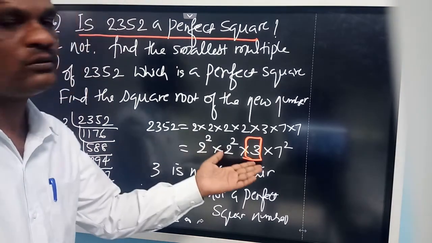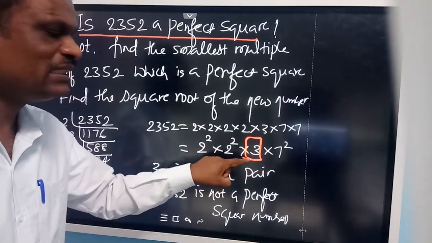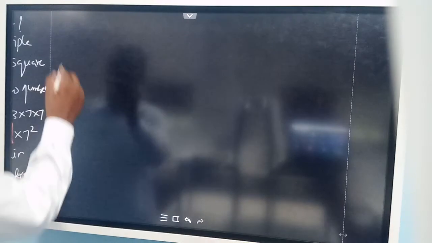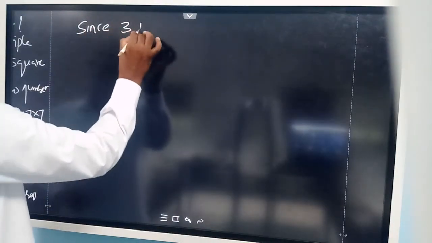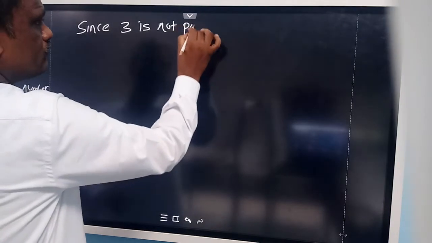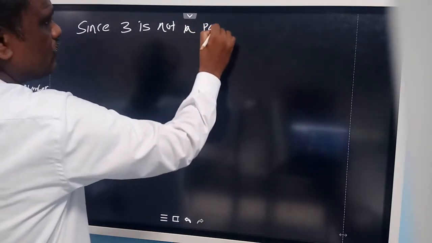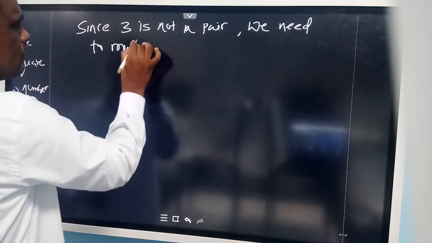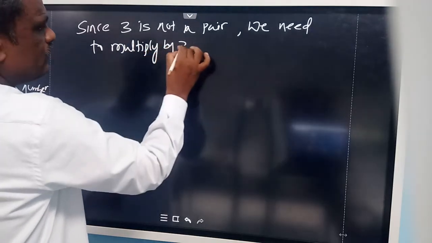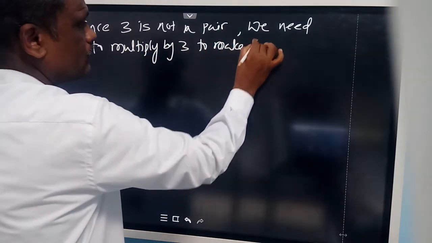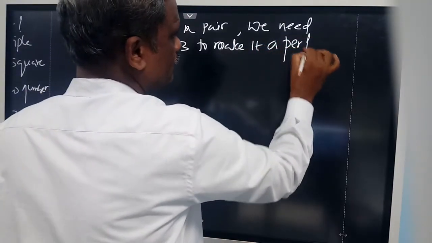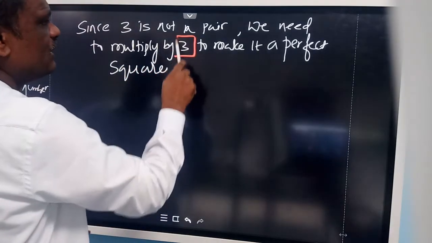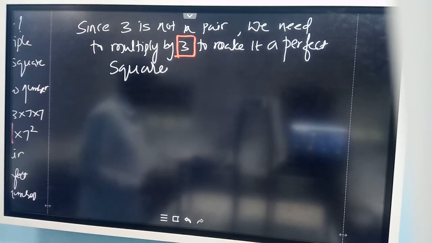Now what should be multiplied to this number to make it a square number? Only this 3 is not in pair. To make this a pair, I must multiply by 3. Since 3 is not in pair, we need to multiply by 3 to make it a perfect square. So we have to multiply the given number by 3. Then it becomes a perfect square number.